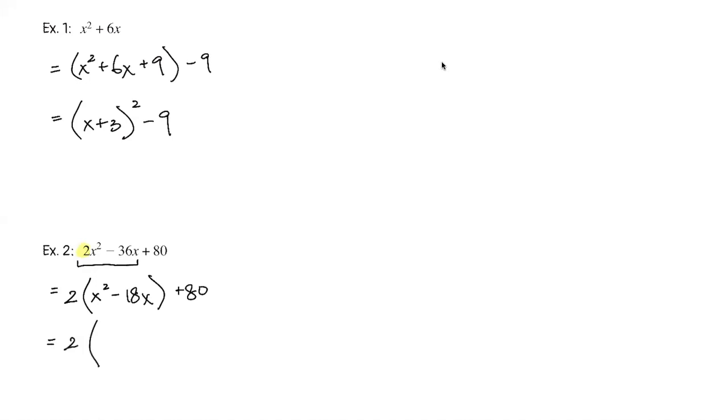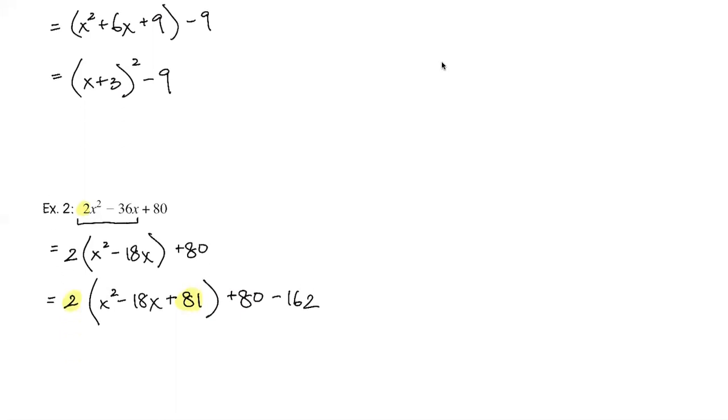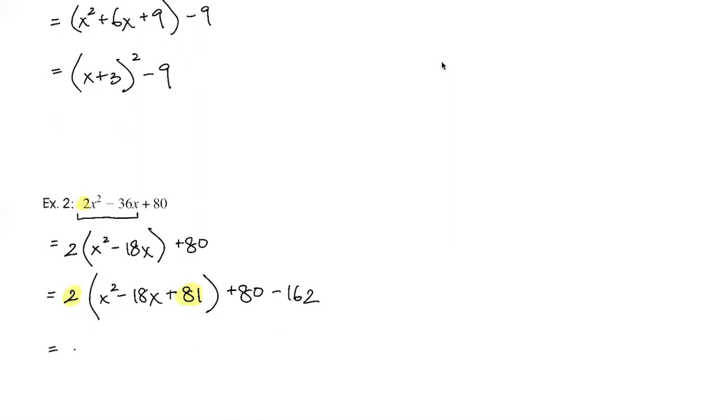And then I can say, all right, half of negative 18 is negative 9, and then negative 9 squared gives me 81. Now, what do I subtract from the end here? Twice 81, so 162. We have to subtract not just 81, but 2 times 81. And so we're going to end up subtracting that 162. Excellent. So then we could condense this to say 2 times (x minus 9) squared, and then 80 minus 162 gives me negative 82, okay?